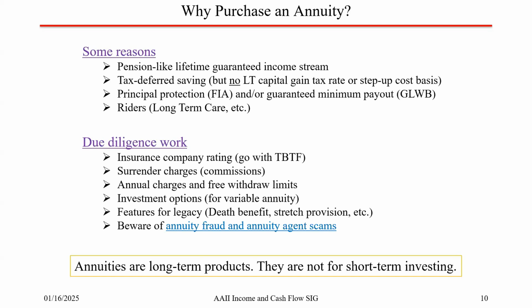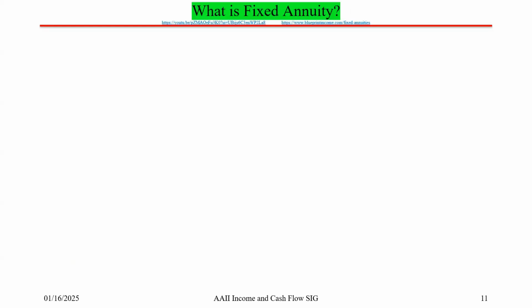So anyway, that's all I know. The bottom line here is annuities are a long-term product. Do not use them for the short term, because there are all kinds of charges that you're going to suffer. Now we're going to talk about different kinds of annuities. Before that was the overall introduction to annuities. What is a fixed annuity?